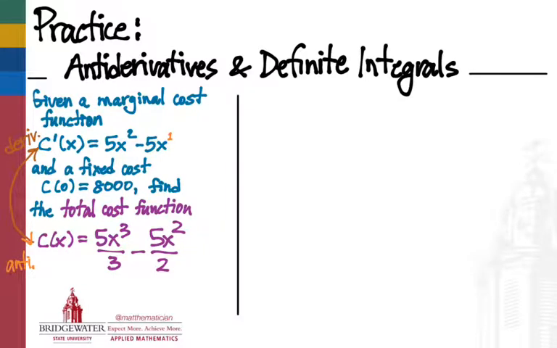And if I don't put this plus c there, C of 0 is going to be 5 times 0 over 3 minus 5 times 0 over 2. C of 0 is going to be 0, unless I have a constant sitting out in the front here that I can use to match up my fixed cost. So now I'll use that information, the fixed cost information, to solve for my additive constant. C of 0 is equal to 5 times 0 cubed over 3 minus 5 times 0 squared over 2 plus c. But that's equal to 0. So C of 0 is just equal to c. But I need that c to equal 8,000.